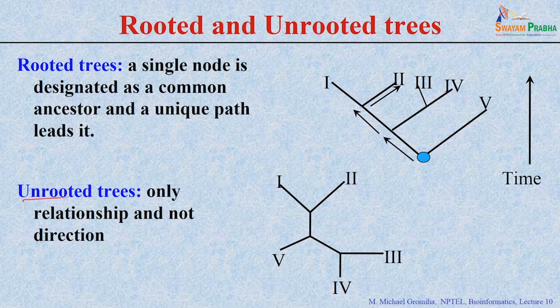In the case of unrooted trees, we know the relationship, but we do not know the direction. For example, 1 and 2 are related and 4 and 5 are related. So, they are all related, but where they start, where they end, we do not know, but they are related to each other, right. So, for example, if you see a group of people, you can say, okay, they look similar, so maybe they are related to each other, but I do not know where the ancestor is, maybe 4th generation, 5th generation, that we do not know.